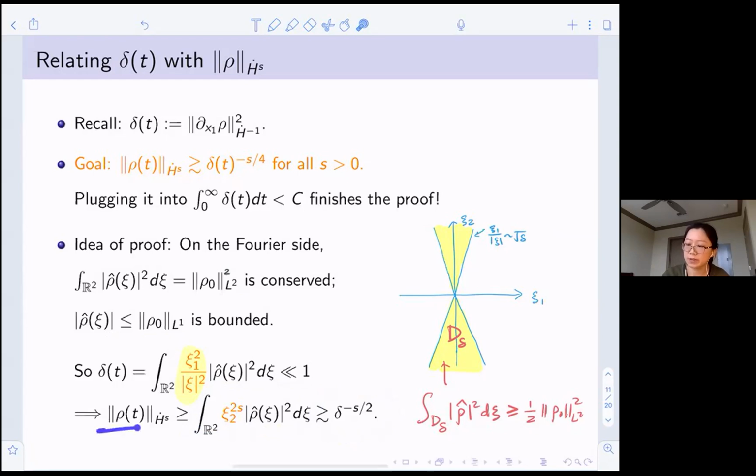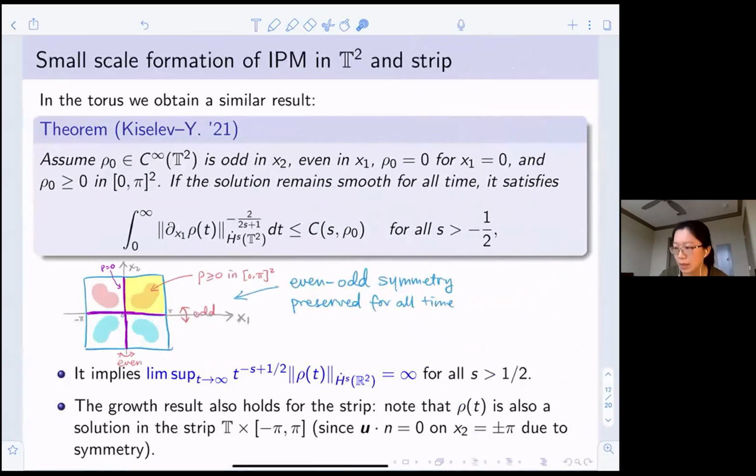And therefore, this gives us the lower bound for the HS norm of rho itself in terms of delta. Okay, so it's a pretty simple argument on the Fourier side to show this inequality. And then we just plug it into the integrability of delta. So that is the idea for the whole domain.